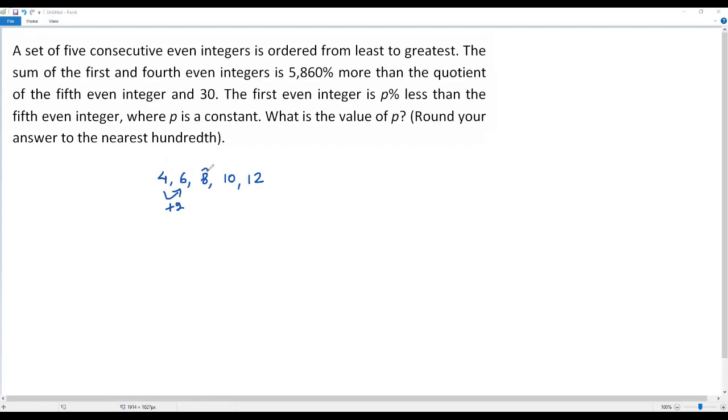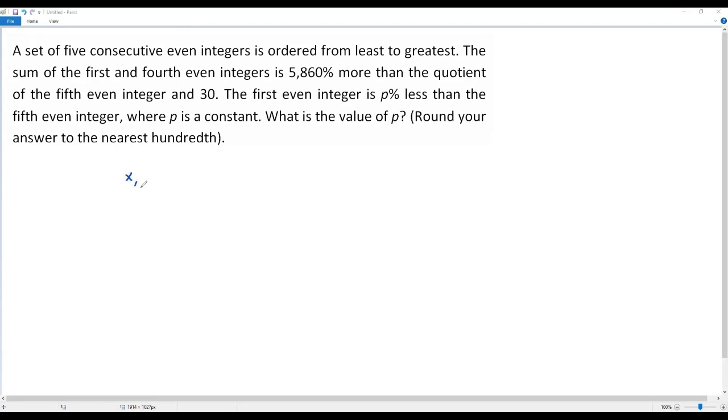Now to get the next even integer 8, what should I do with this 6? The same thing, I have to add 2. Now to get the next even integer 10, what should I do with this 8? Again, I have to add 2. So this is the logic to create consecutive even integers. But I do not know exactly what the first even integer is. So let's say x is the first even integer.